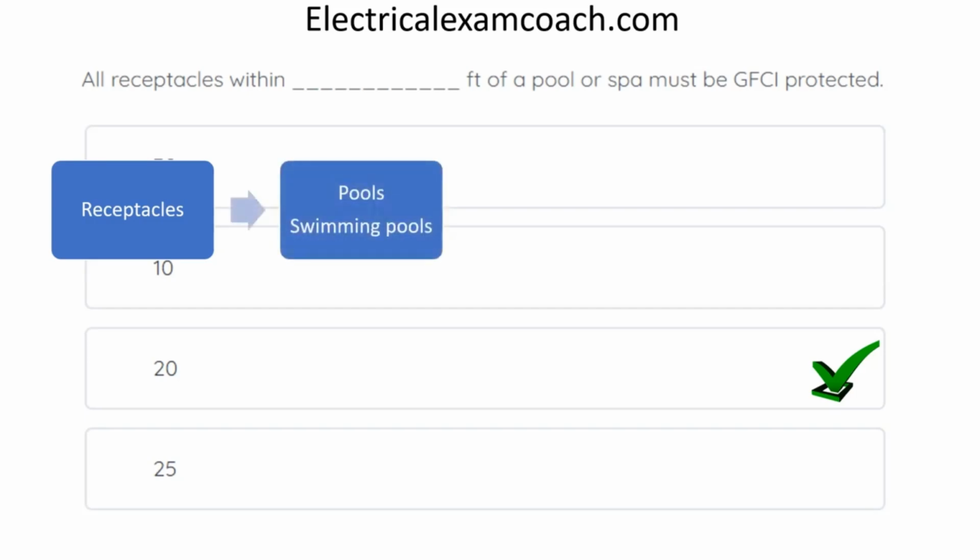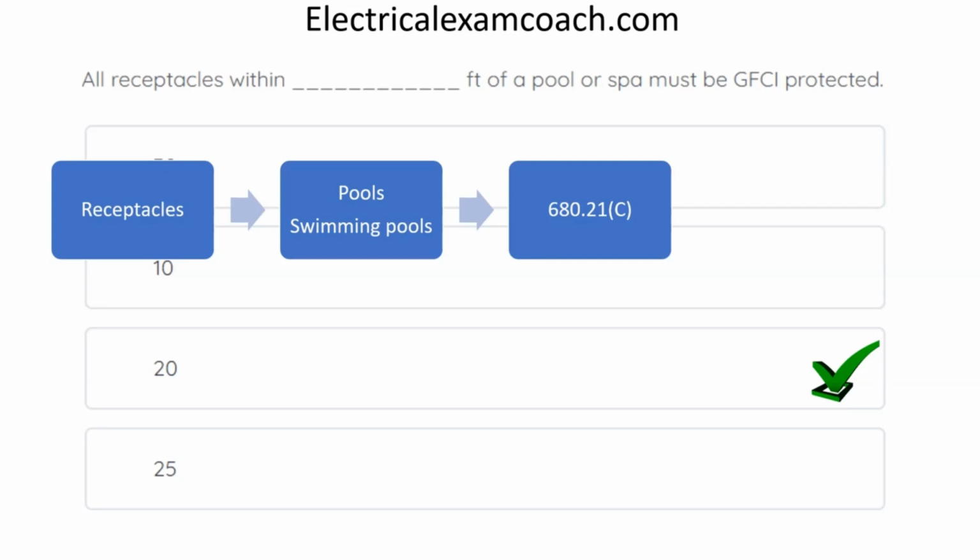When we look for pools, we don't find it, but we do find swimming pools, and it has several code articles listed. The first one it sends us to is 680.21(C), depending on what code cycle you're in. When we get there, we read the black bold heading, and sure enough, it's talking about GFCI protection. But when we quickly scan through the paragraph, it's not what we're looking for.